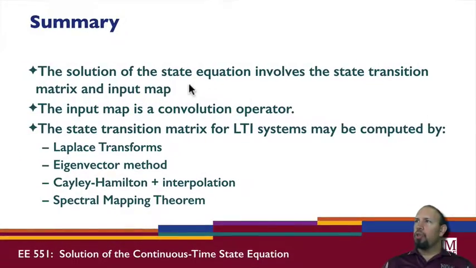So in summary, the solution of the state equation involves the state transition matrix and the input map in continuous time as well as discrete time, in the time varying case as well as the time invariant case. The input map is a convolution operator for both time varying and time invariant cases. The state transition matrix for LTI systems can be computed by a number of different methods. So here I say Laplace transforms. It could be either Laplace or Z, depending on whether it's continuous time or not. And so we have a number of different methods. So this is the solution of the continuous time matrix differential equation. Stay tuned for example problems and proofs.